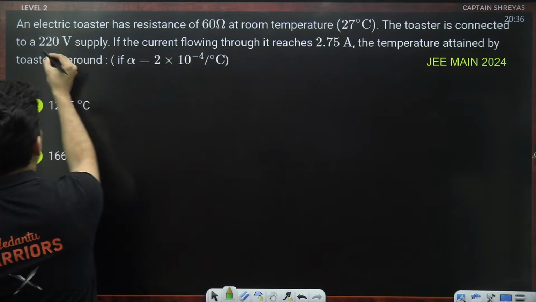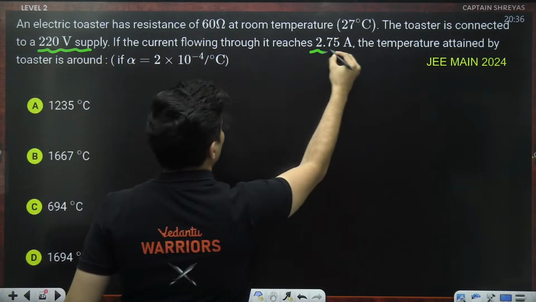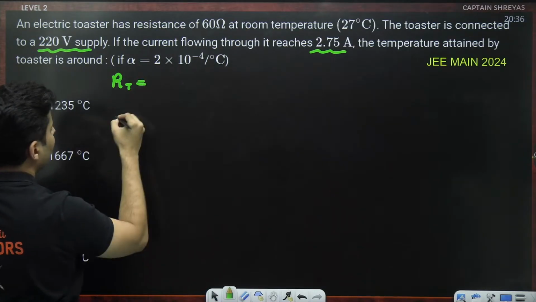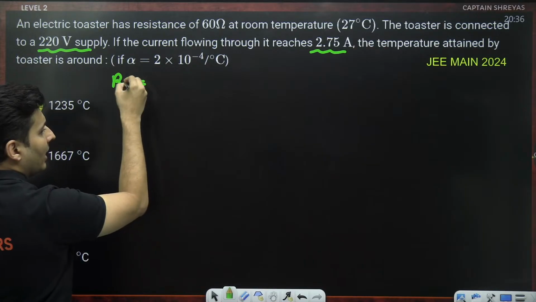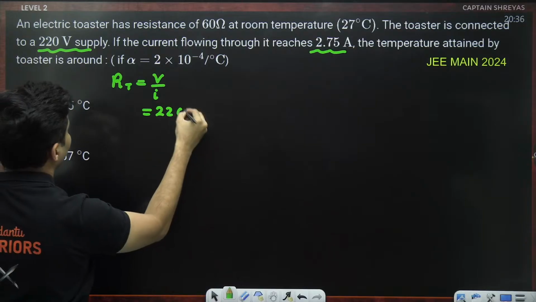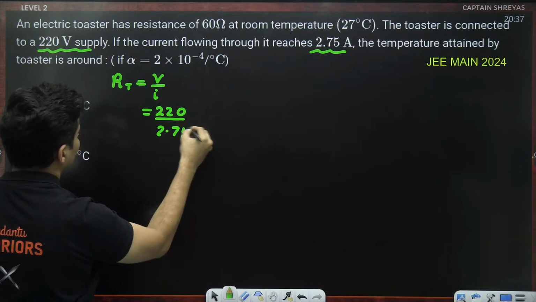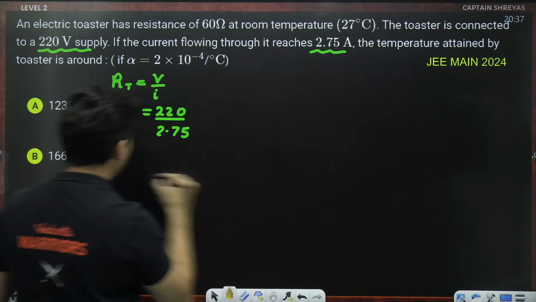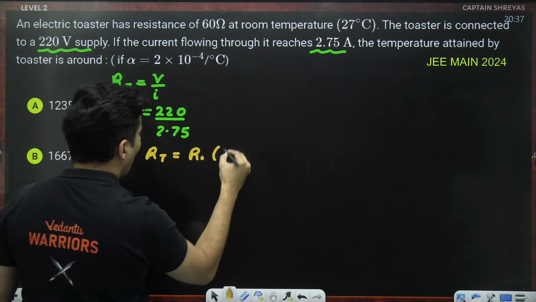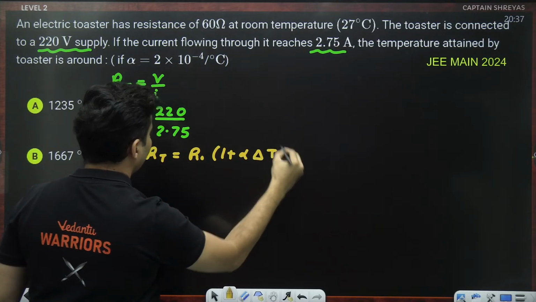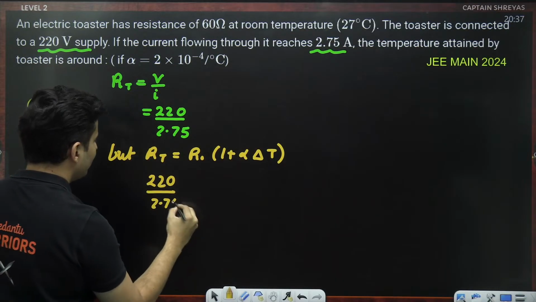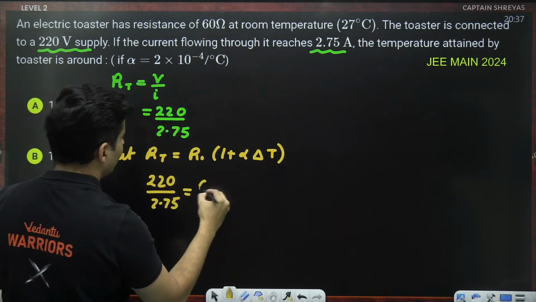See, I know the voltage and I also know the current, which means I can find the new resistance at temperature T. V is equal to IR, so R is equal to voltage by current. Voltage is 220, current is 2.75. But we already know the resistance at temperature T is R0 into 1 plus alpha delta T. This is nothing but 220 divided by 2.75, which is nothing but 60.